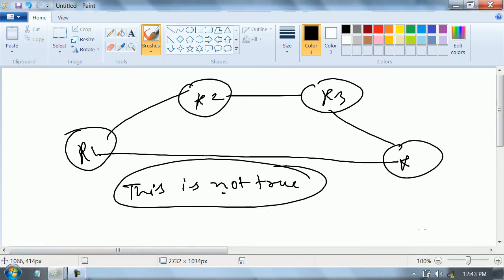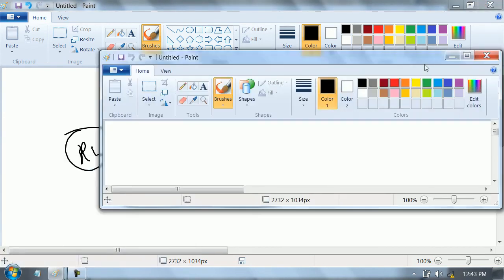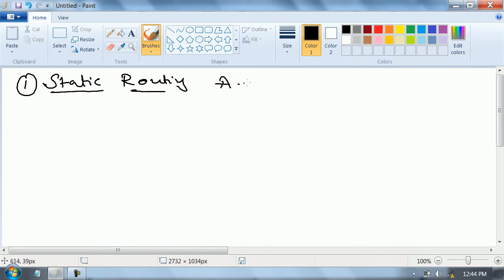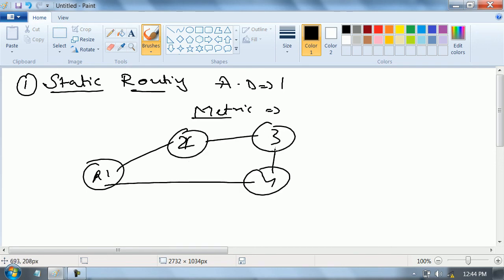Okay guys, start. Now, static routing. It is one. What about metric for static routing? Guys, try to understand what I told you. This is R1, R2, R3, R4. There is a user in B network. Agree?